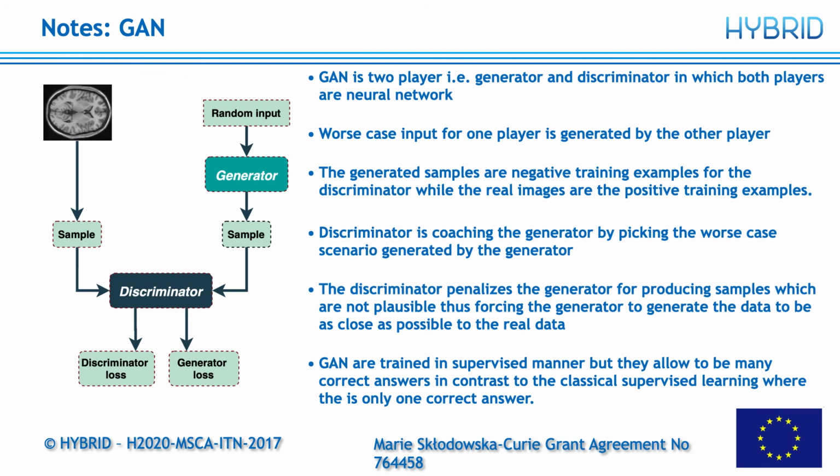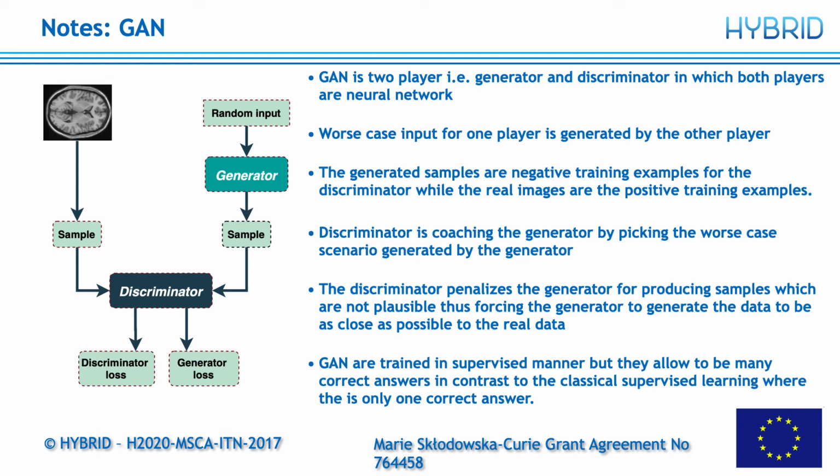To highlight some notes about GAN, as was mentioned, GAN is a two-player structure, namely generator and discriminator. Both players are implemented with neural networks. Worst case input for one player is generated by the other player, which means the discriminator always sees the best output from the generator, as real as possible fake data, and tries to distinguish between these images and the real ones. At the same time, because the discriminator is coaching the generator, it forces the generator to make better images. That is done by the discriminator penalizing the generator for producing bad images.